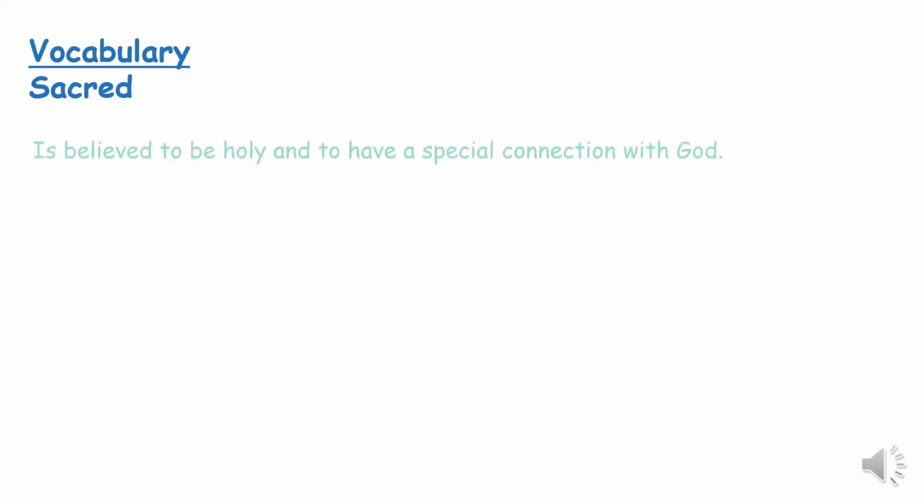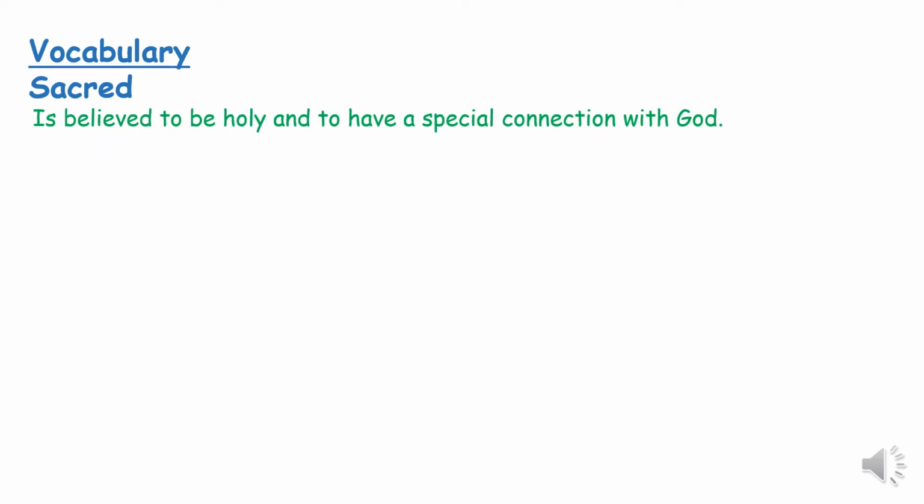Let's look at some of the vocabulary that we will come across when we read the final part of the story today. And our first word is sacred. What does sacred mean? Sacred is believed to be holy. So something is sacred, it's believed to be holy and to have a special connection with God. And a sentence example for you. A church is a sacred building.